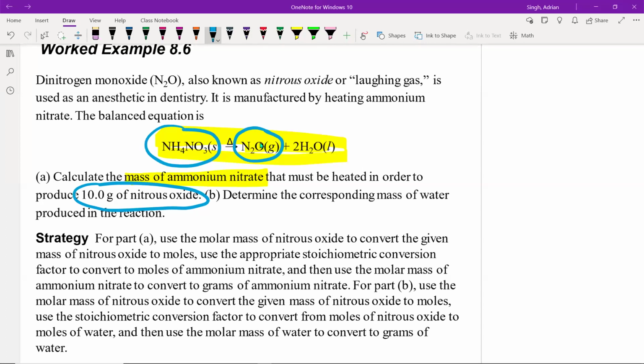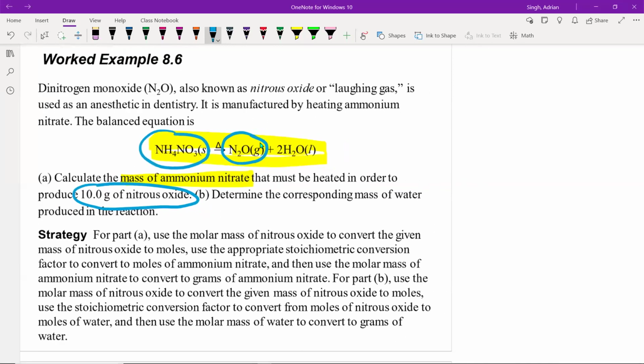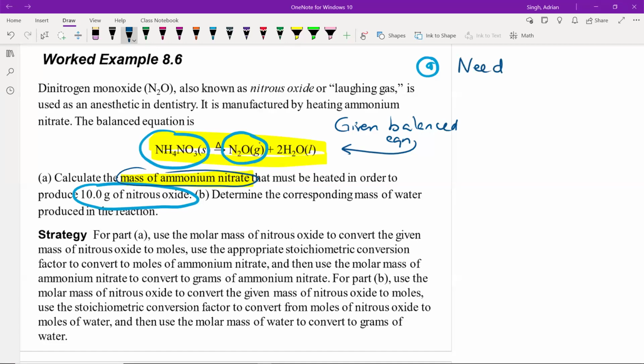Determine the corresponding mass of water produced in the reaction. Let's take a look at the first part of this, part A, and let's organize the information in a way that makes sense. We're given the balanced equation. And then what we need in this problem is to calculate the mass of the ammonium nitrate, so we need the mass of the NH4NO3.